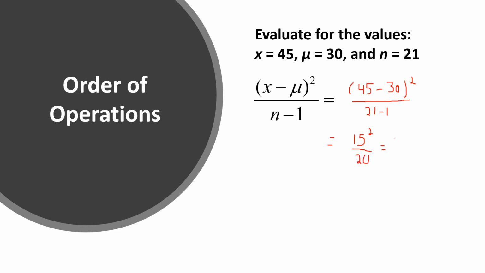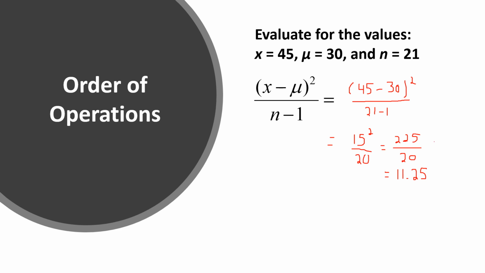15 squared is 15 times 15, which is 225, divided by 20. And 225 divided by 20 is 11.25. You can check this on your calculator.